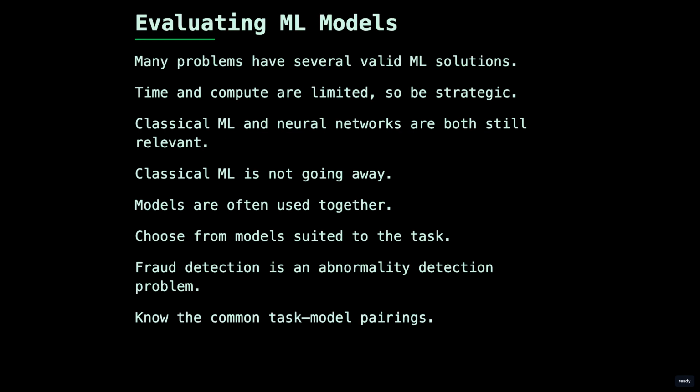That mapping between tasks and typical approaches is one of the most useful things to learn early. It helps you avoid random model picking and move faster toward a reasonable first experiment.